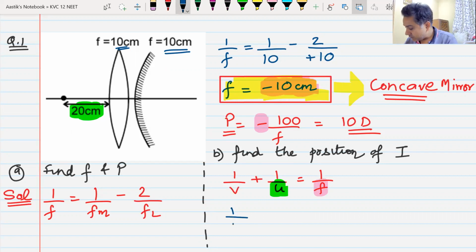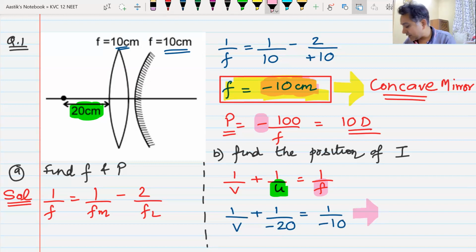1 by V plus 1 by U will be negative, so minus 20. That will be equal to 1 by F. F is minus 10. You can solve this and get the value of V. Can you tell me the value of V, my dear friends? How much is V coming? Waiting patiently for your answers.